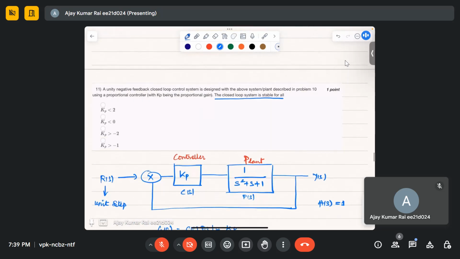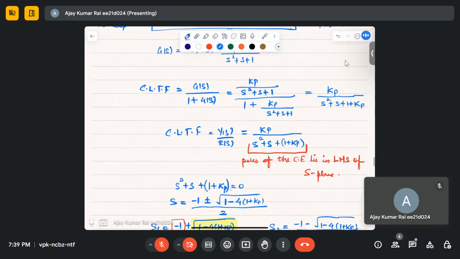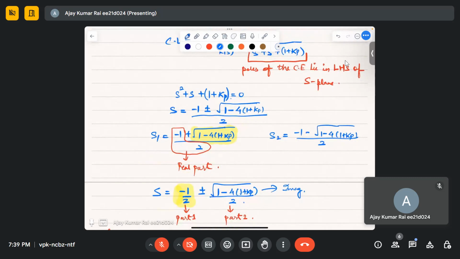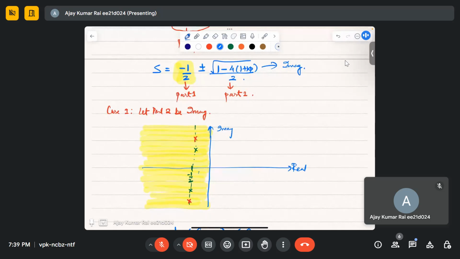So what is the answer for this? Kp is greater than -1. Any doubt? We are just seeing the cases. Just take the characteristic equation, and find for what value of Kp the roots lie on the left hand side.